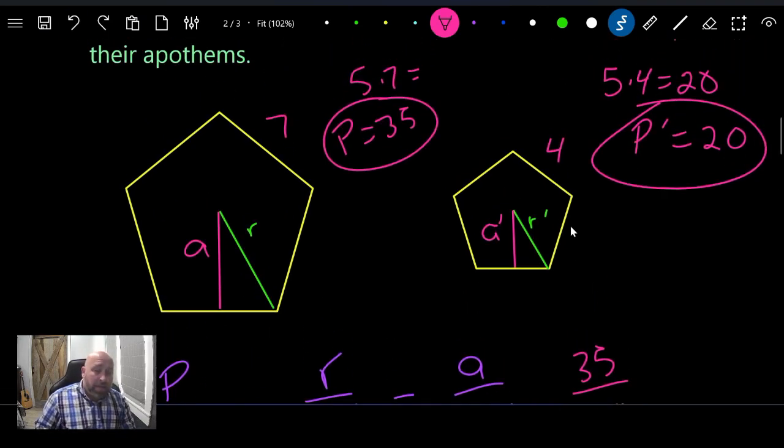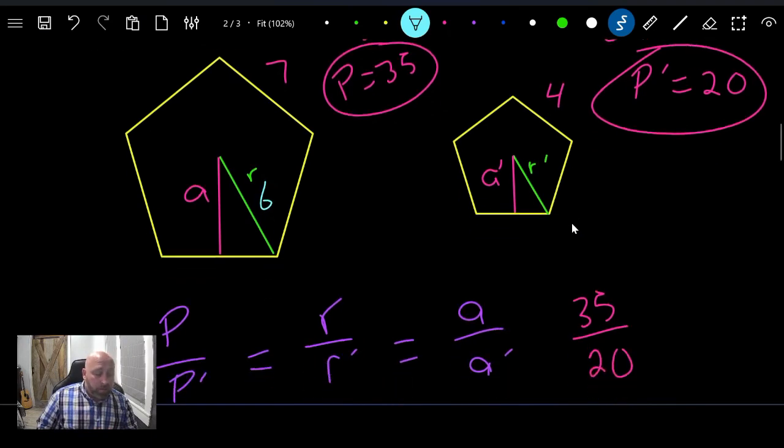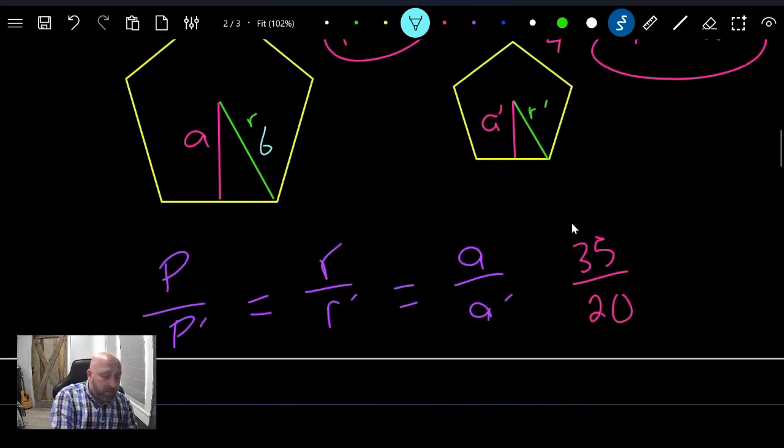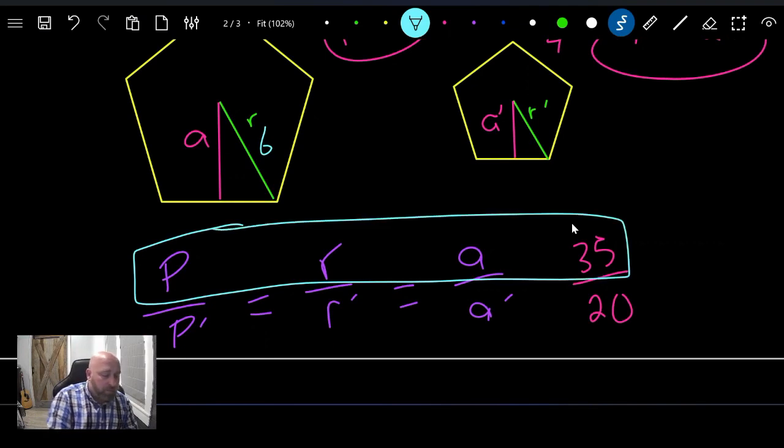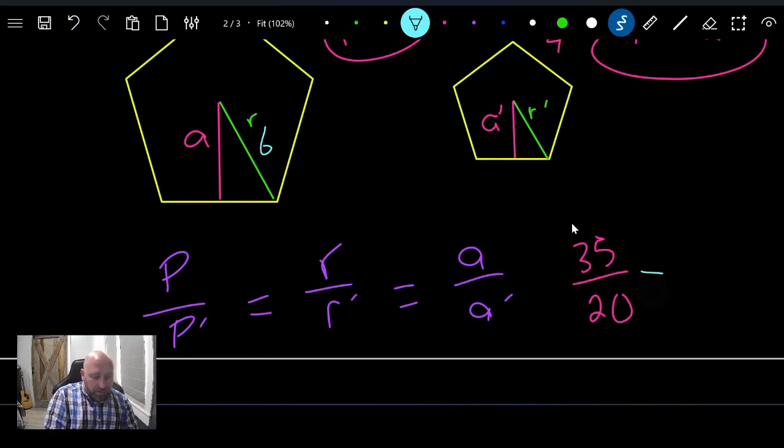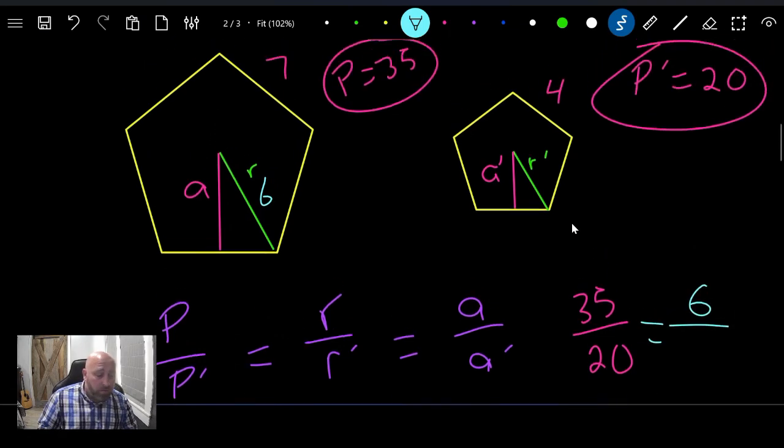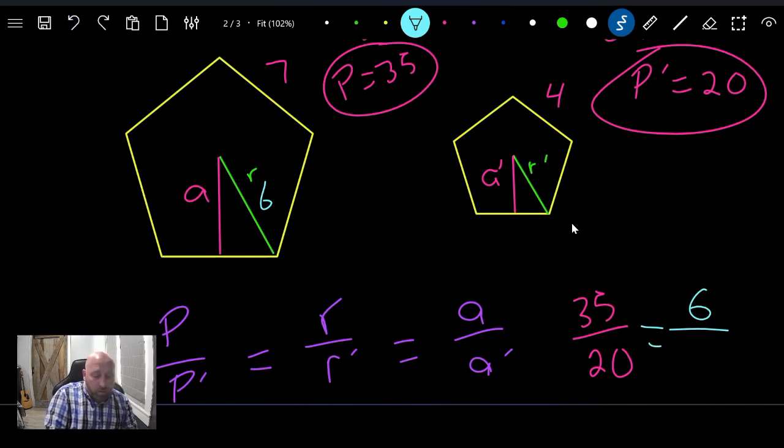Now, if we know one of the radii, then we can figure out the other one. If we know one of the apothems, we can find the other one. Let's just randomly say that we know that this one is, we'll call this 6. So what we would do is we would just plug that in. Now this is, again, the non-prime shape. This is the original shape. So this one equals 6 over, well, we don't know this one. That's what we're looking for. So our prime, or we could call that our x, right?